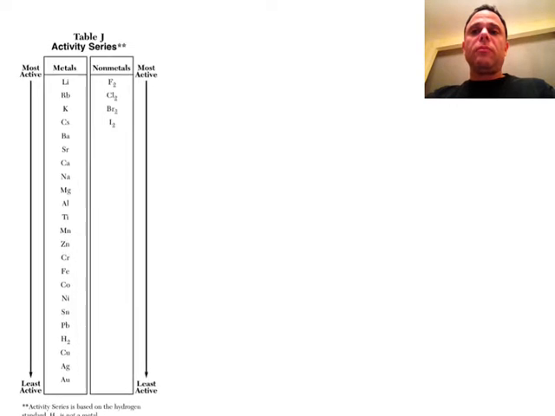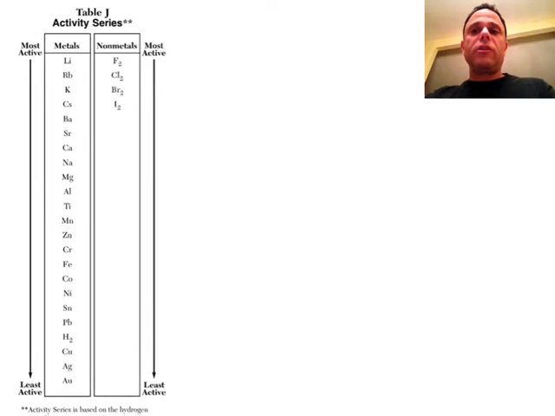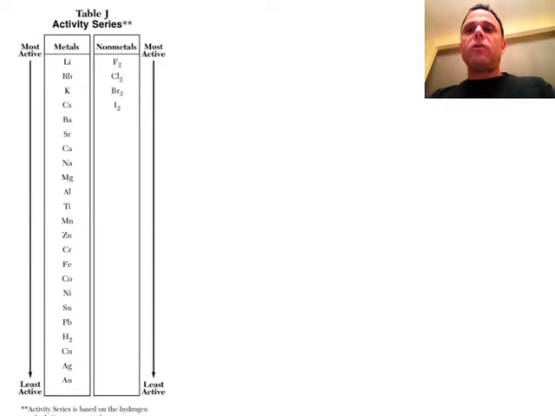So now the question is this: how can I tell if that reaction will take place? And the answer comes from this right here. This is in our reference tables, and it's called an activity series. What an activity series will do for us is identify the more active metals and the more active nonmetals.